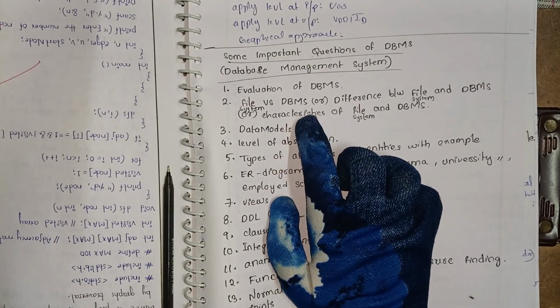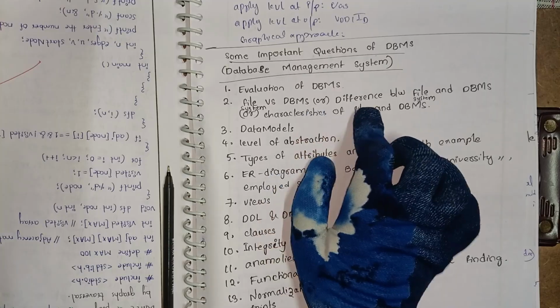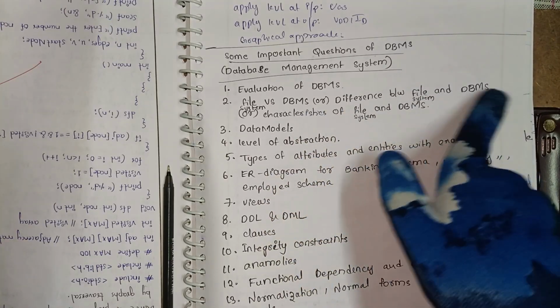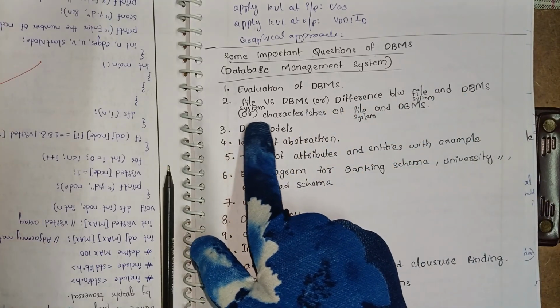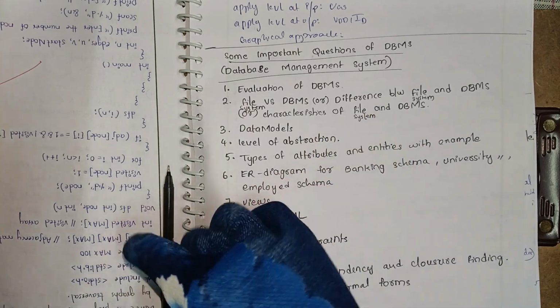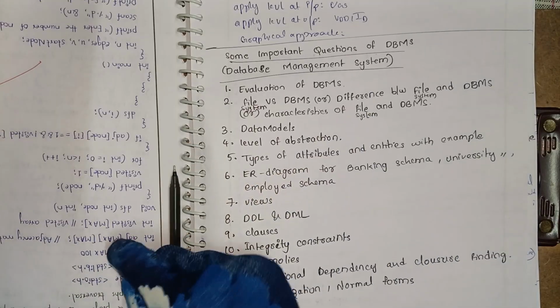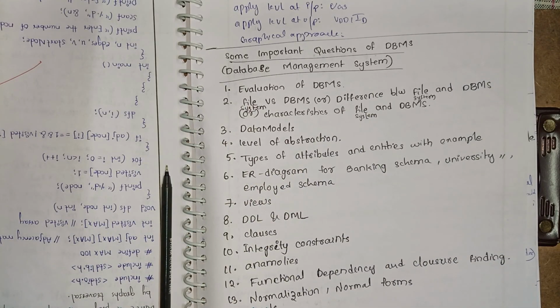So the second important question is file versus DBMS, or we can say difference between file system and DBMS, or characteristics of file system and DBMS. DBMS means database management system. So first we will see.